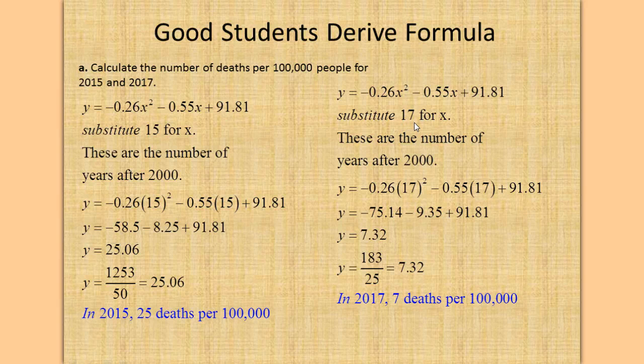Okay, for 17, we substitute 17 everywhere we have an x. We do the multiplication and then the mathematics, and we come up with 7.32. So in the year 2017, there are 7 deaths per 100,000 per this equation.